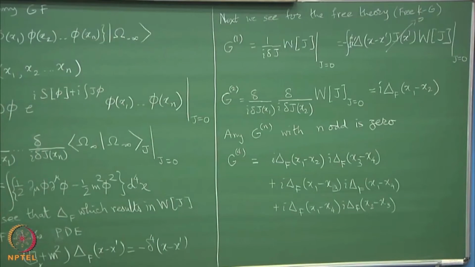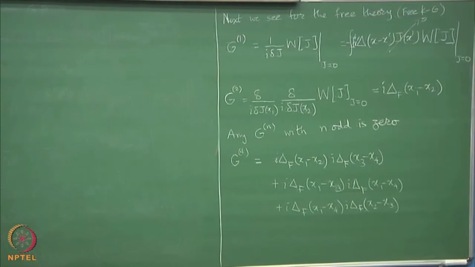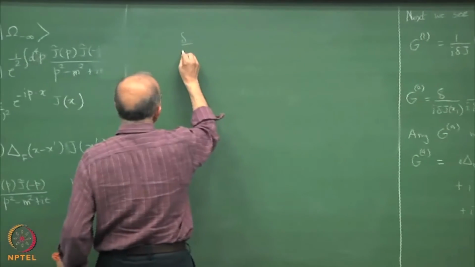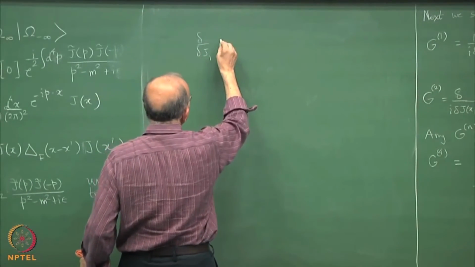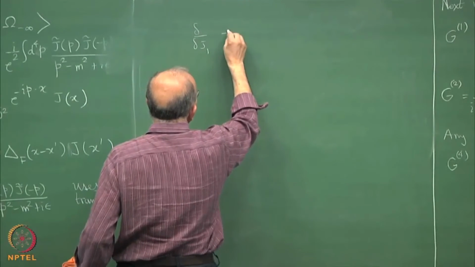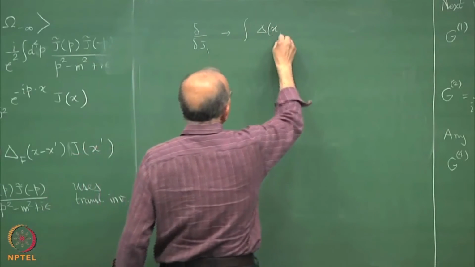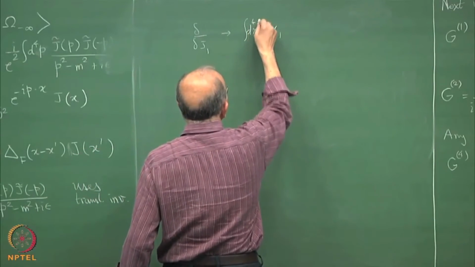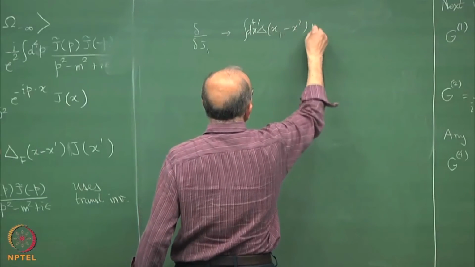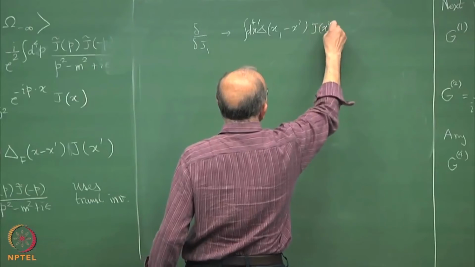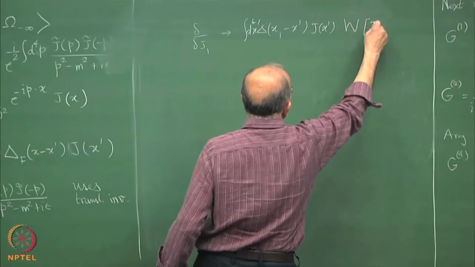This is happening because we have a free theory. There are no interactions. So no complicated connections between these lines get generated. But what we do is we represent this diagrammatically. So when you do d by dJ1, let's say, you will bring down an integral delta. Now all you know is you have a d4x prime, delta of x1 minus x prime times J of x prime and times the W of J.